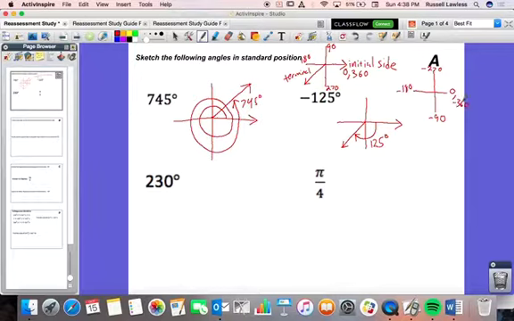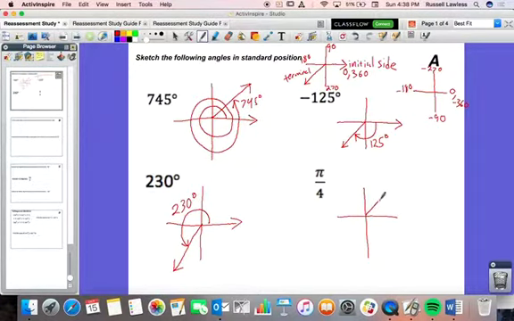So let's go to now this one over here, 230. Again, I want to draw my y-axis, my x-axis. I'm going to have that initial side there, and we go 230 degrees. Now that's not all the way to 270, but it's roughly close to it. So that should be 230 degrees. And last but not least, I'm going to give you a radian one, just one that we've been working with, pi over 4. We know that to be 45 degrees. So I'm going to have my initial side here, and I'm going to call this pi over 4. And that's how we're going back in and drawing angles in standard position.